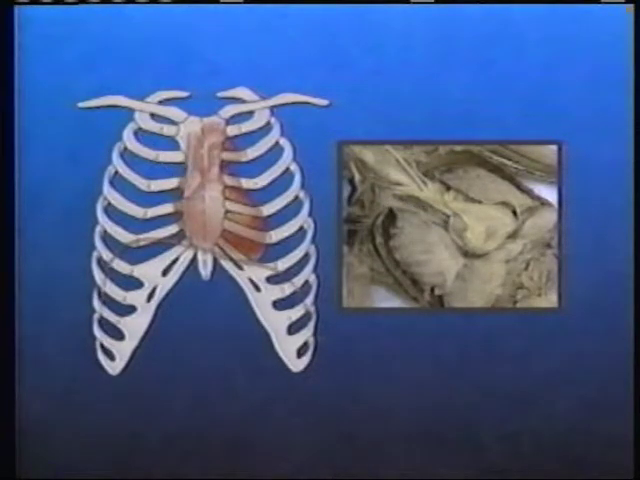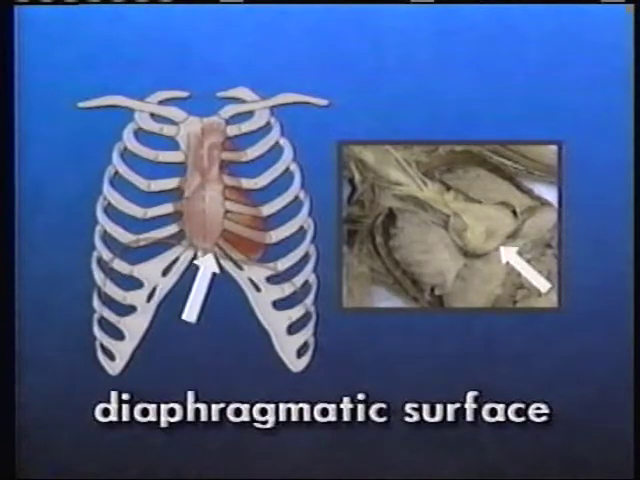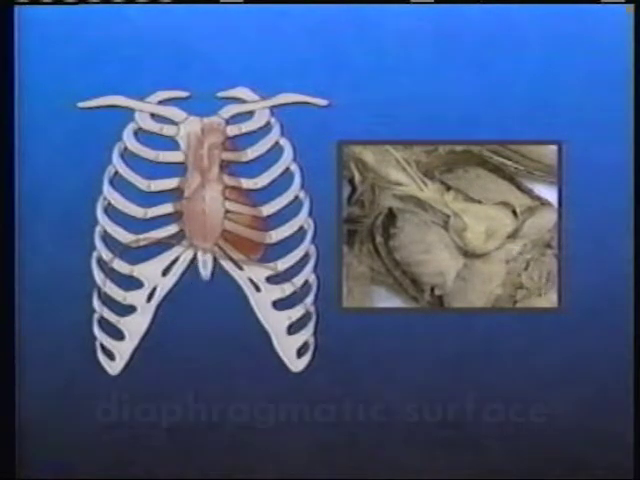The diaphragmatic surface, named because of its close relationship to the diaphragm, is found behind the xiphisternal junction near the 6th or 7th costal cartilage. These positions are only average locations, and each specimen may differ slightly.